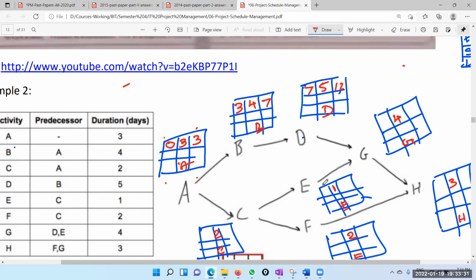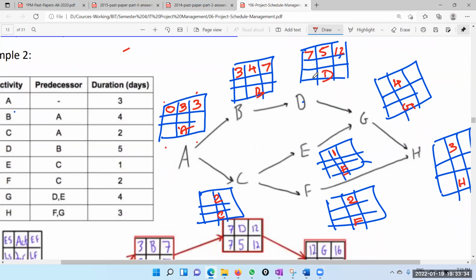Right. So now, this is 0. So this is 3 means this is 3. 3 plus 2 is 5. So this is 5 means this is also 5. 5 plus 1 is 6. So this is 5 means this is also 5, because the earliest finish is the earliest start here. 5 plus 2 is 7. That is the earliest finish. Right.